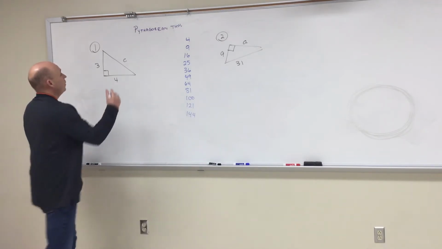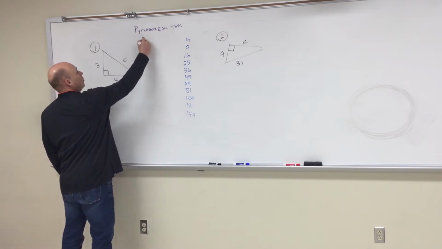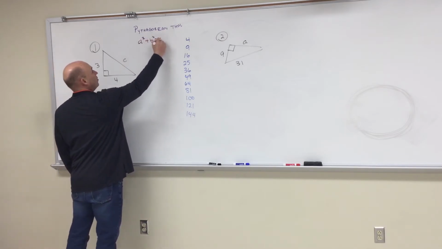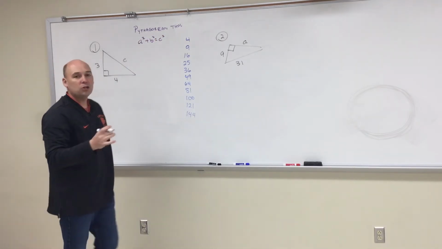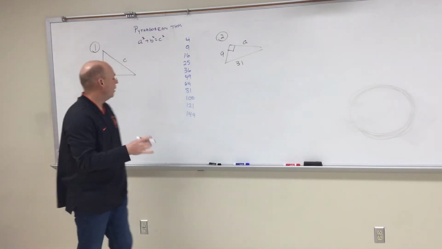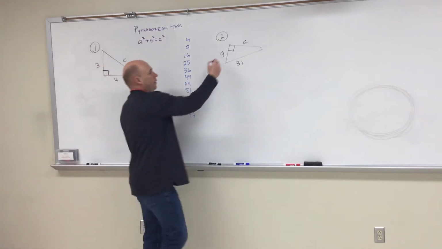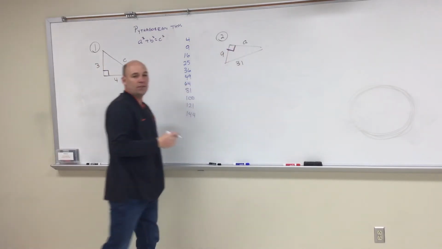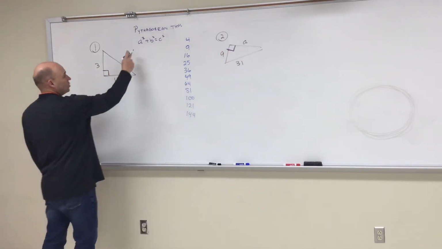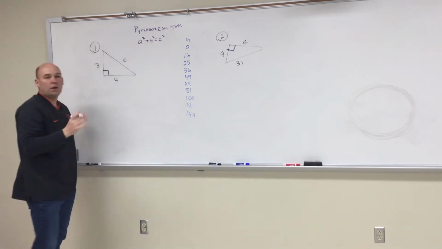So Pythagorean theorem is a squared plus b squared is equal to c squared. And this only happens in right triangles, triangles with 90 degrees. And I know this is a triangle with 90 degrees because it has this little square here. Same thing here, that means 90 degrees anytime that you see that. And it's a squared plus b squared equals c squared, always talking about the sides.